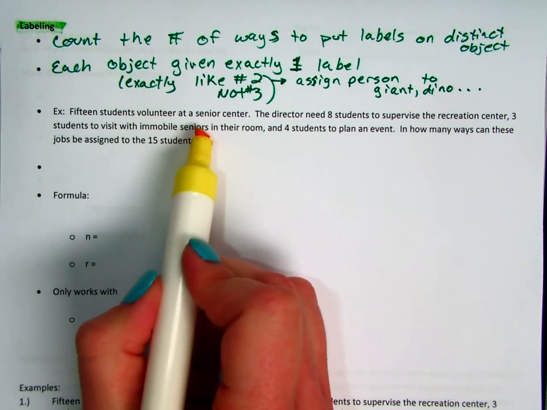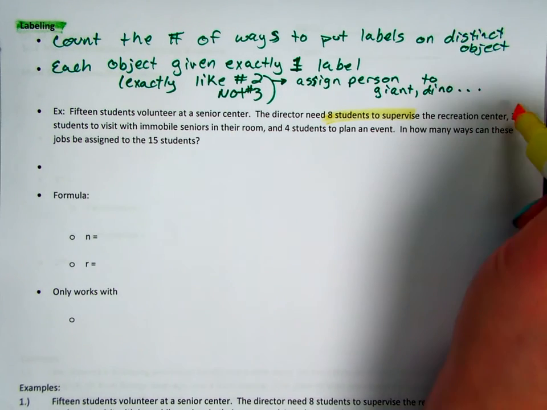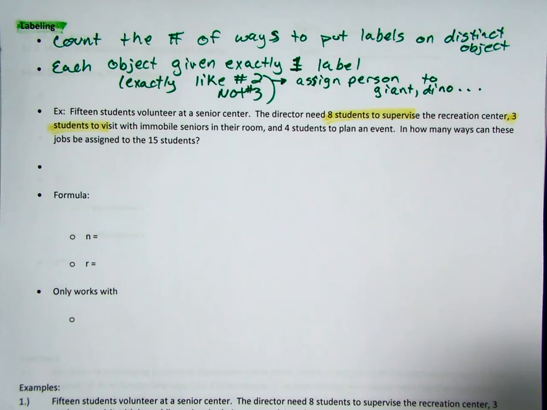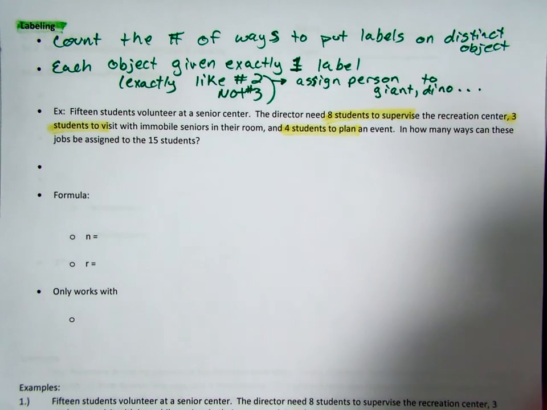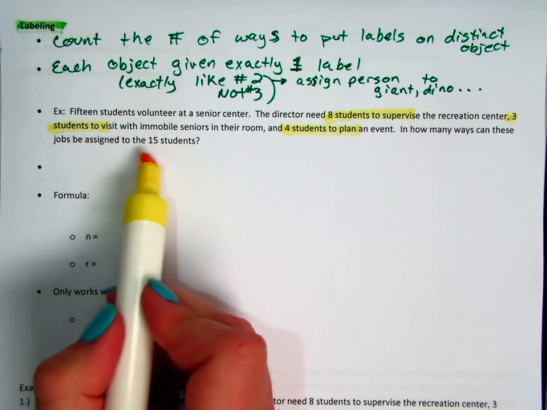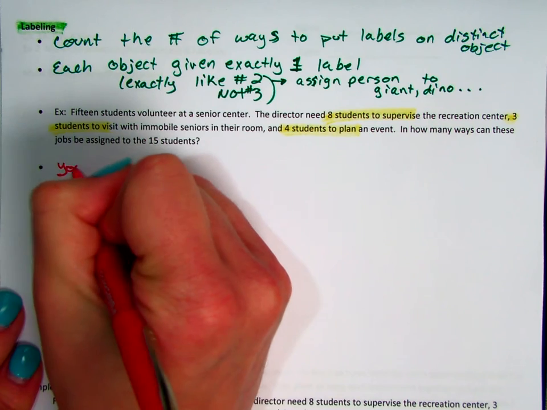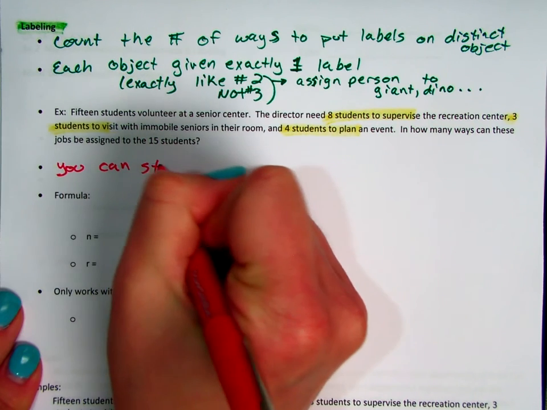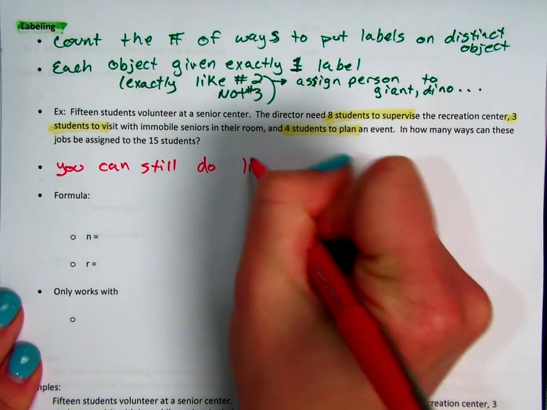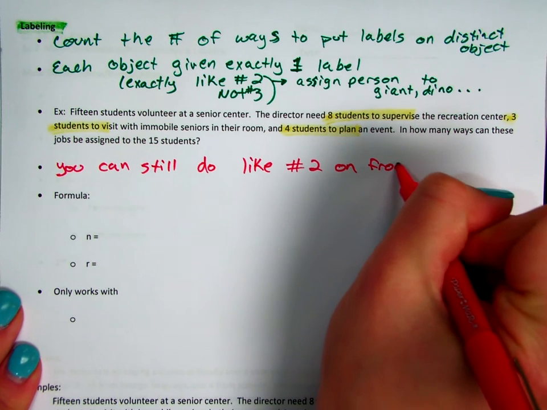Okay? Another example would be this one here. I have 15 students volunteering at a senior center. The director needs 8 students to supervise, 3 students to visit with the immobile senior citizens, and 4 students to plan events. In how many ways can jobs be assigned to these 15 students? So you are specifically being assigned a role. So you could do like we had done on the front. You can still do like number 2 on the front, but there's a quicker way.